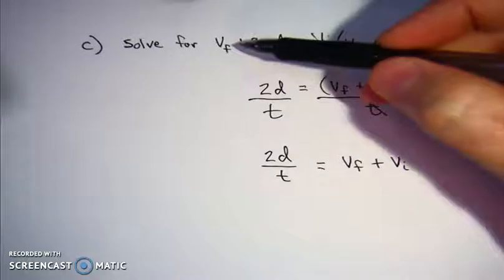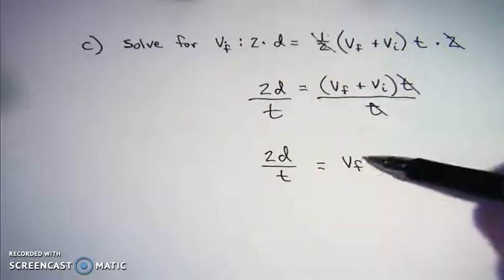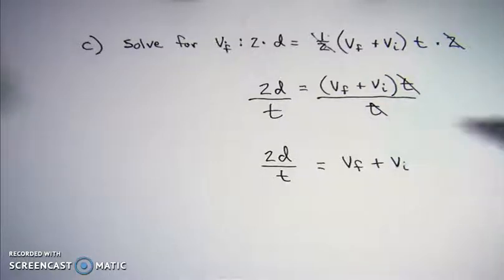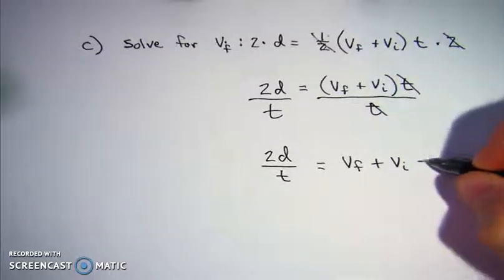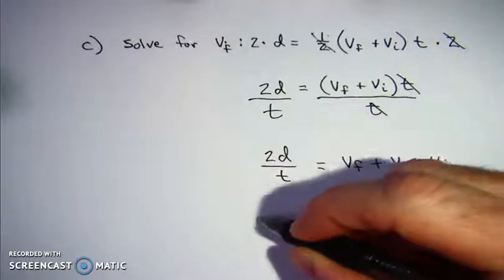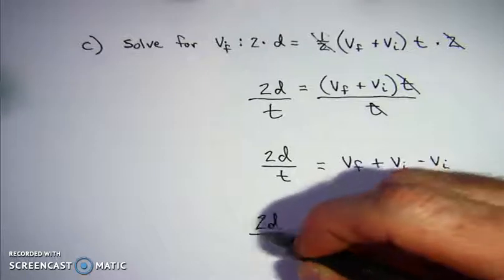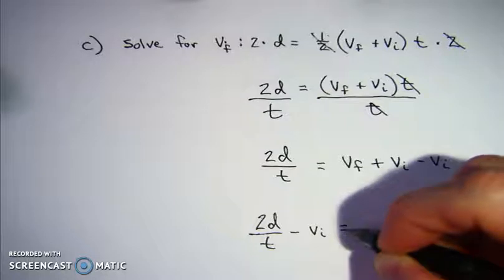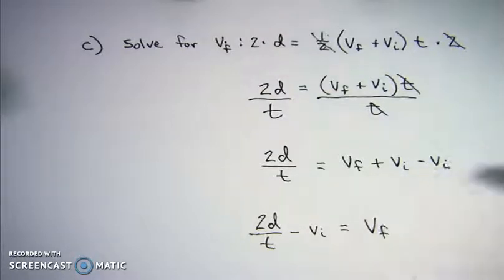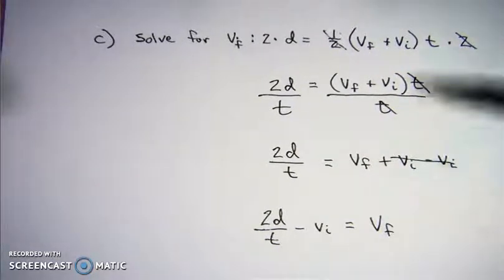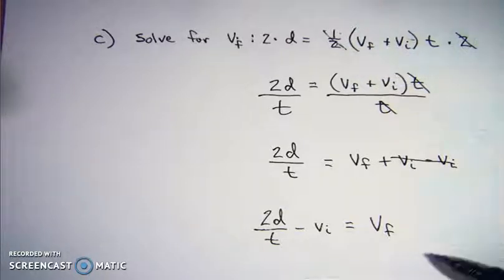Now we want to get velocity final by itself. So in order to do that, we've got to get rid of vi. Well, if we're adding velocity initial, what do we do over here? We subtract it, right? So if we subtract velocity initial from both sides, we will have 2d over t minus velocity initial equals velocity final, and that will cancel. So there we are. And that's how you isolate velocity final out of this.